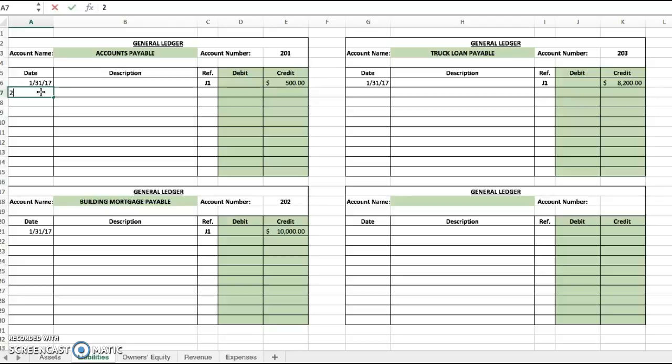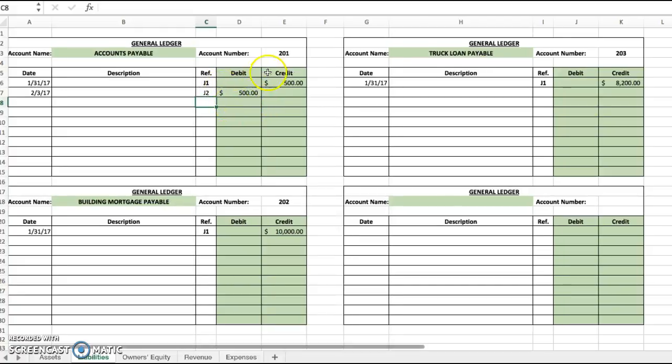What's going to happen here? Well, 2/3/17, on the 3rd of February, according to our journal, we debited accounts payable by $500. So now, a little J2 goes in there. Now you see that accounts payable has a credit, which is an increase of 500, and now it has a debit, which is a decrease of 500. So we don't owe anything. We've paid up the bill. That's what we hope to eventually do with all of our accounts payable.